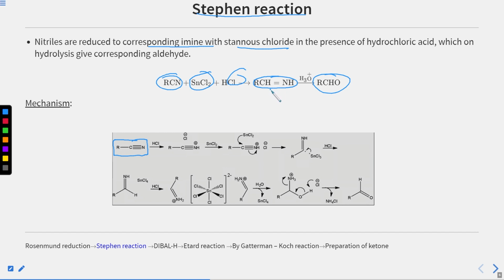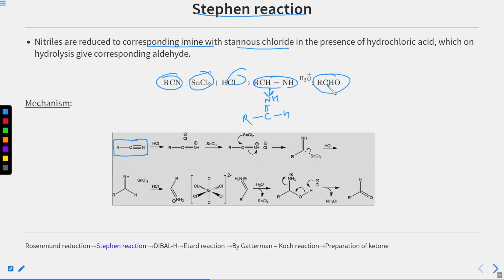So basically what is done here is that the triple bond C≡N has been reduced to C double bond NH. You can think of it as a derivative of an aldehyde, where we have replaced the O with NH. Not N, I would say NH, because N has a valency of 3. So this thing is called an imine. It looks like this in structural form.